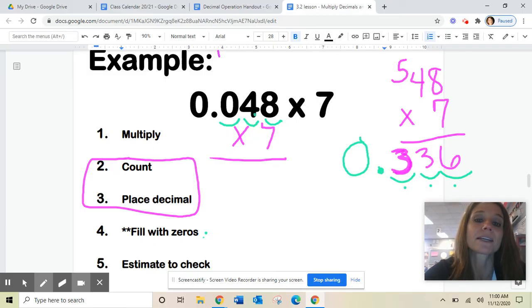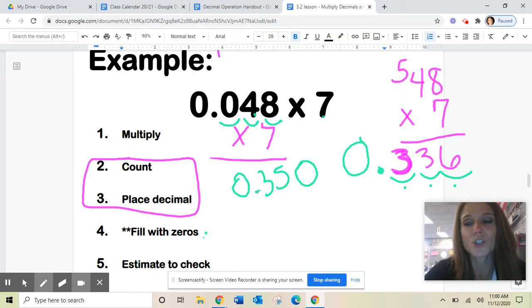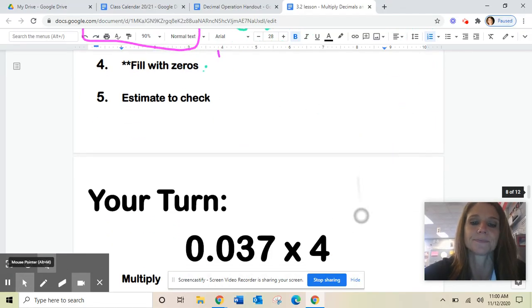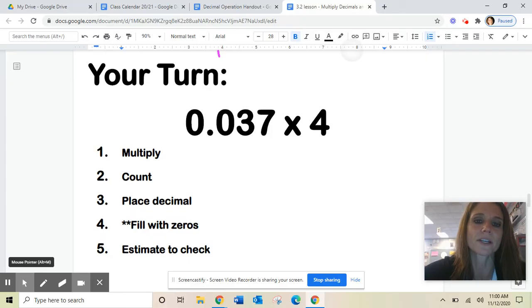If I estimated, this is like a nickel. This is very small. 7 nickels, if I counted, would be like 35 cents. And 0.35 is pretty close to 0.33. In fact, I could even extend this and call it 350 thousandths, which is really close to 336 thousandths. I'll give you one like mine to try yourself. We'll pause the video while you work in your notebook to multiply, place your decimal, and always use an estimation to check.